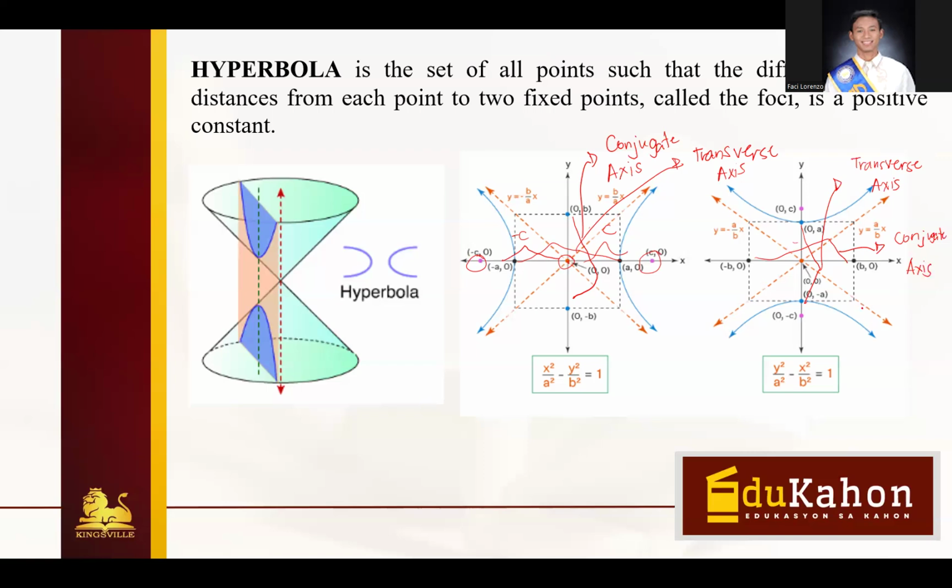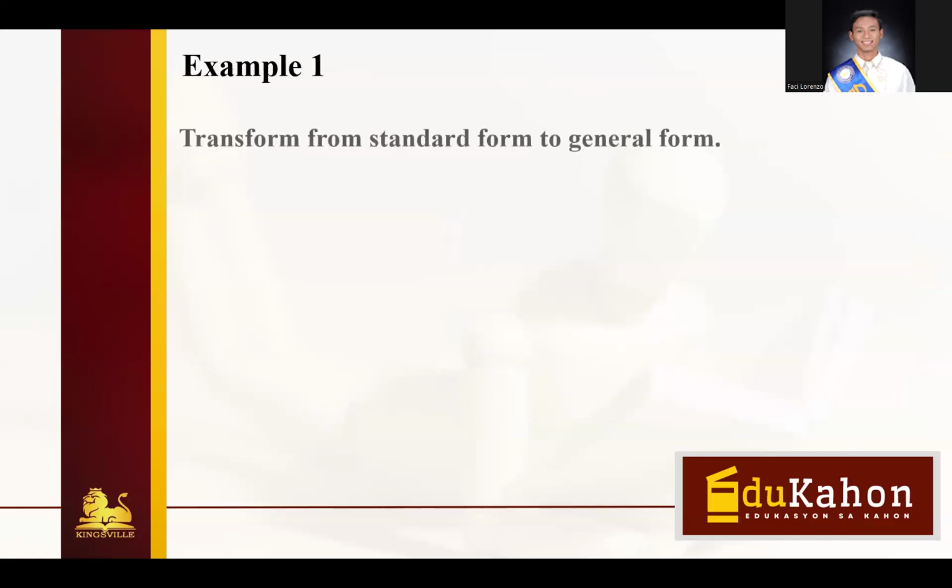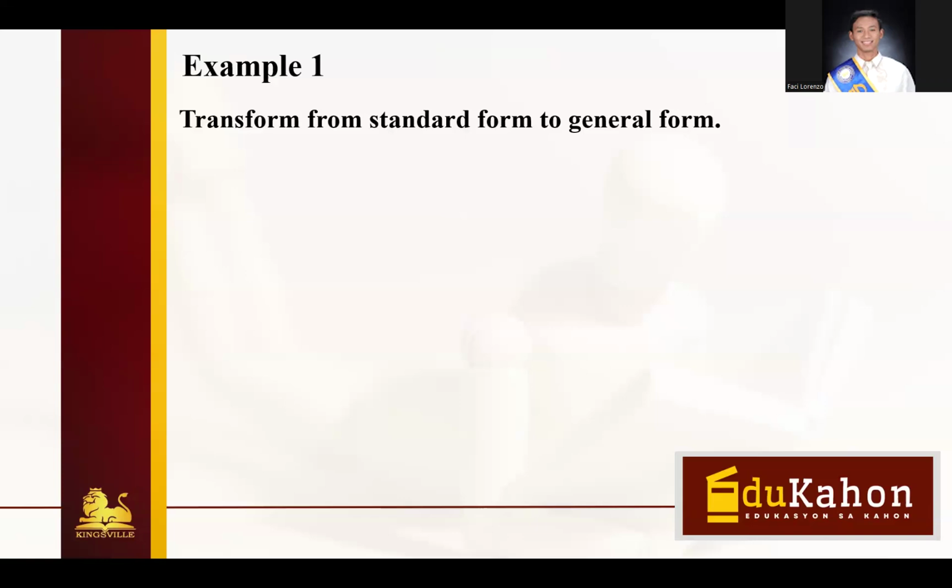Okay, so let's try to answer example number 1. Example number 1: transform from the standard form to general form the equation of a hyperbola having the equation x squared over 4 minus y squared over 9 is equal to 1. Consider that the operation to be used if you are presenting a hyperbola using an equation is subtraction, while in the ellipse, we use the operation addition. So that's the difference between the hyperbola and ellipse.